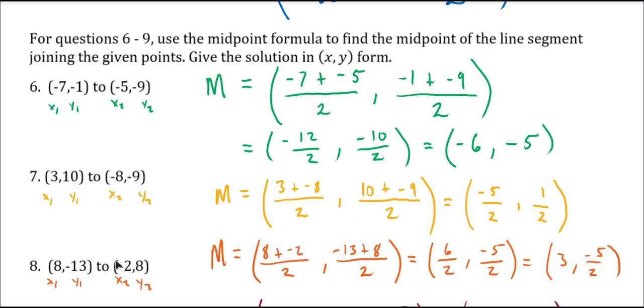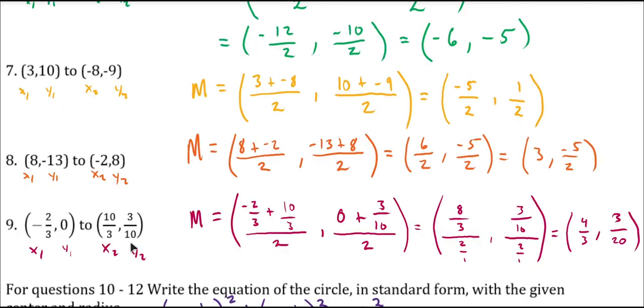Here I have 8 and -2 for my x values. Their average will give me a 3. Here I have -13 and 8 for my y values. Their average will give me a -5/2. We could even have fractions for our endpoints. Notice here we want to take the average of these two x's, which means summing them up and dividing by 2, which gives me 4/3. Here I take 0 plus 3/10, and then we take the average of that. Notice we're dividing by 2 here, which is the same as dividing by 2 over 1. We flip it and multiply, and that gives me 3 over 20.